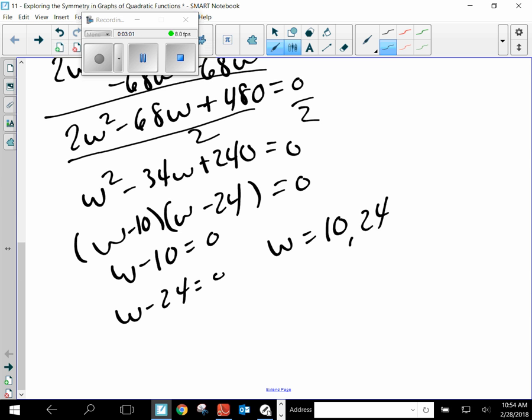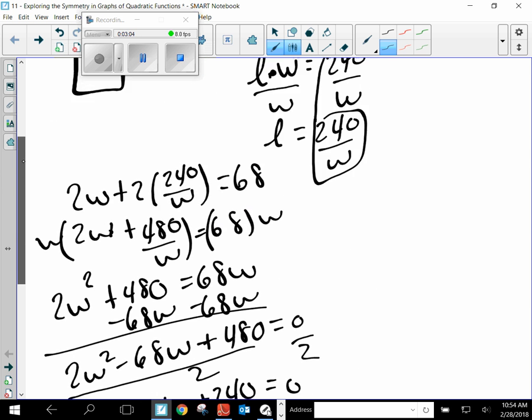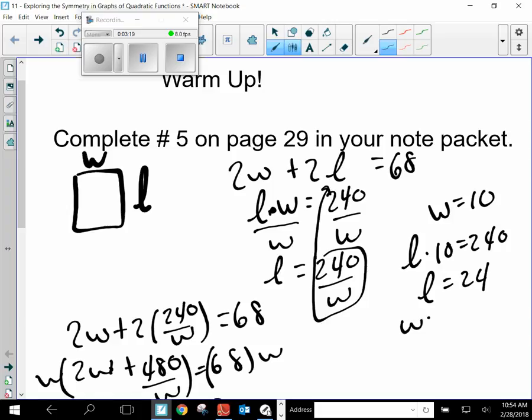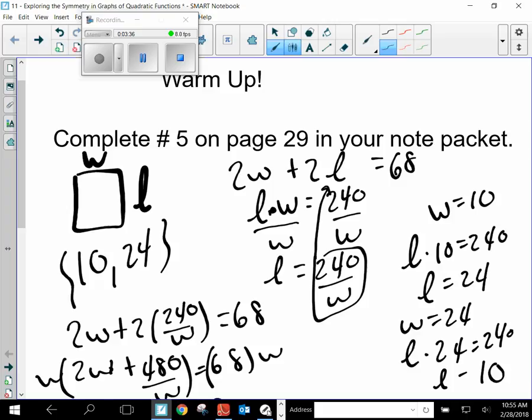Now that's the width, right? But go back to the problem and think about what width and length are about here. If the width is 10, then that would mean that the length times 10 equals 240. So the length would have to be 24. If the width is 24, well, length times 24 equals 240. Then the length is 10. So it doesn't actually matter which one's the length and which is the width. It's 10 and 24 for either the length or the width.